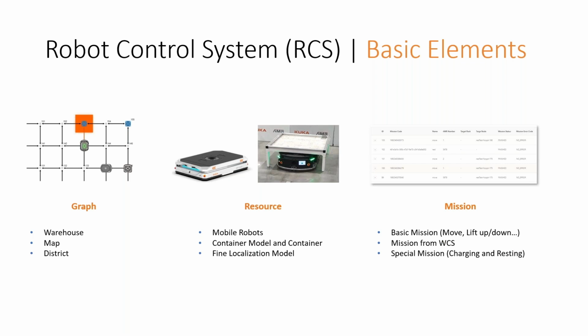The basic elements of this subsystem are graphing, being able to segregate your site into a warehouse, into floors and districts and maps, being able to manage the vehicles, the mobile robots, the containers and the container models, and being able to perform fine localization. And then finally, missions, being able to do the basic low-level missions like moving the vehicle, moving the lift up or down, being able to create special missions for charging, for resting, for carrying, we'll get an example of that later.